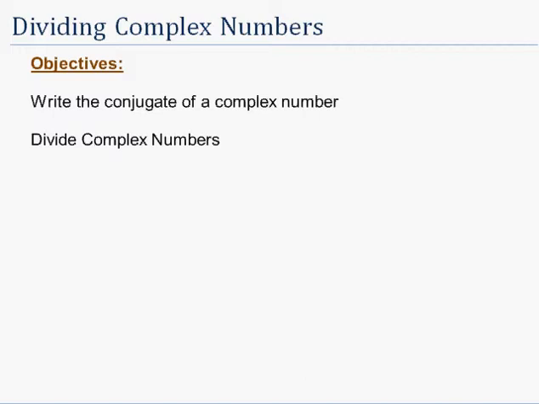Our objectives here are we're going to write the conjugate of a complex number, which we've done with conjugates of irrational numbers before, and it's going to be similar to that. And then we're going to divide complex numbers, and that's going to be similar to what we did when we worked with some of our irrational numbers also, when we couldn't have a square root in the denominator. And so that's what we're going to end up learning today to add to our knowledge of complex numbers.